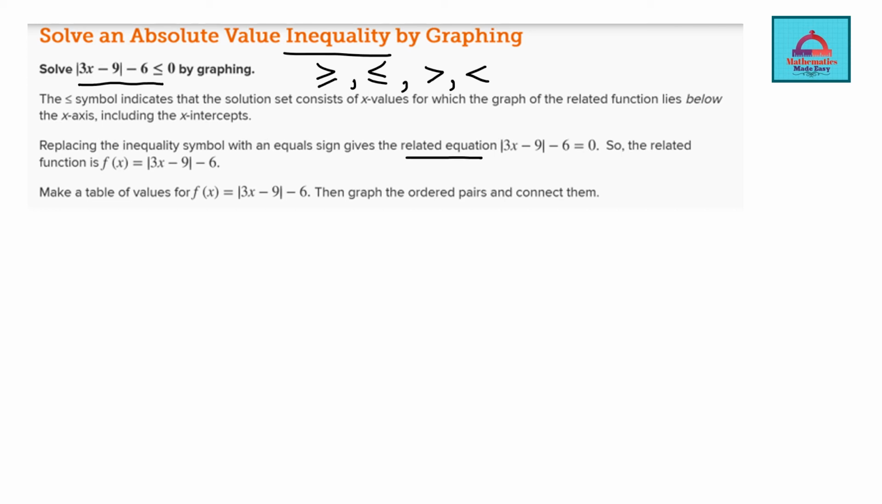Here the symbol is less than or equal to. It indicates that the solution set consists of the x values where the graph lies below the x-axis because it is less than or equal to. And therefore we'll look at the x-intercepts as well. So when we do the related function, it already has right side 0. So we just take the function given here, f(x). This is your f(x), and now step 2 we do the graph. So we'll make a table of values for this given function and then see what solutions we get. We'll connect the dots and then we'll get our graph.